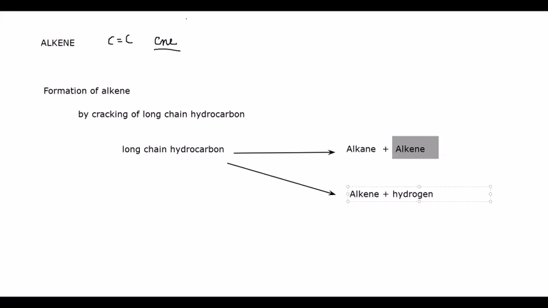We discussed this already. I first explained the cracking, but in this topic, how we form alkenes, we obtain these alkenes by cracking of long chain hydrocarbons. I'll not go into detail right now, as we already discussed this topic. So if a question asks how alkene is formed, the answer is by cracking of long chain hydrocarbons.